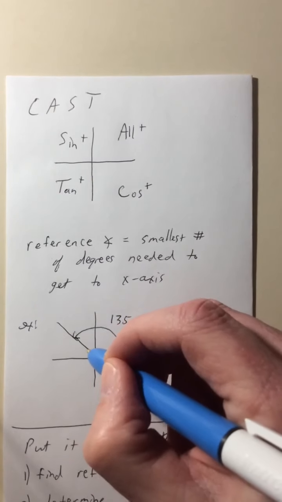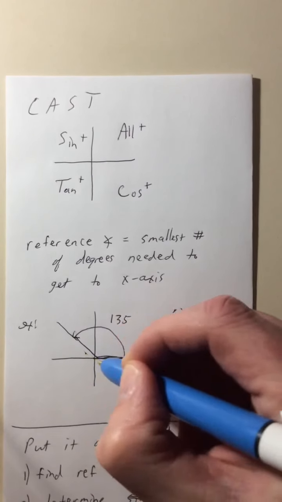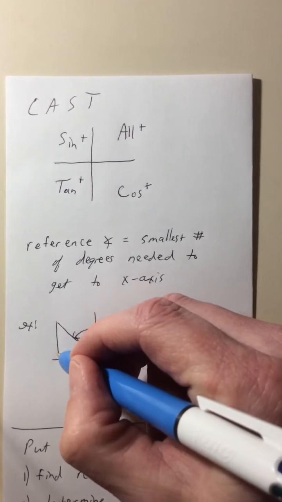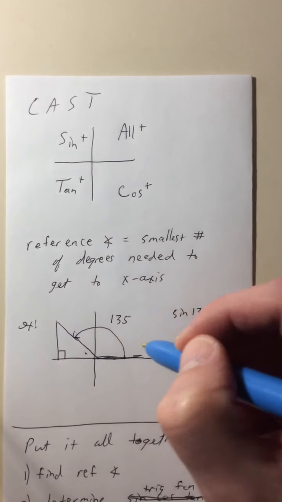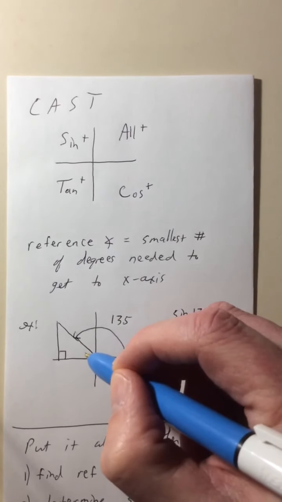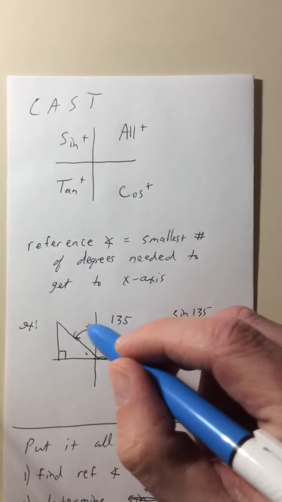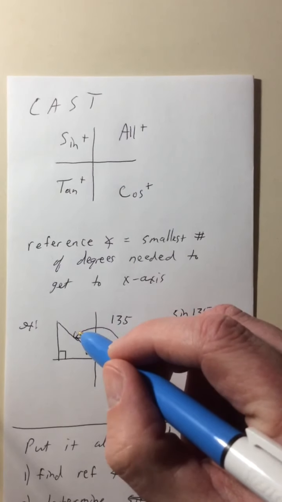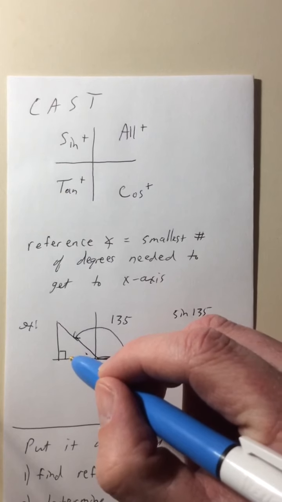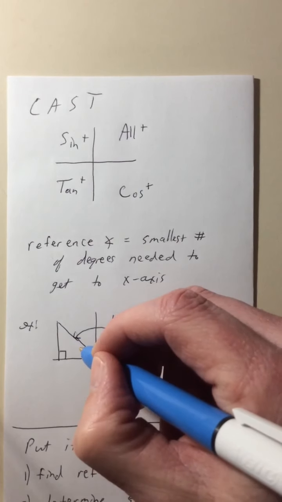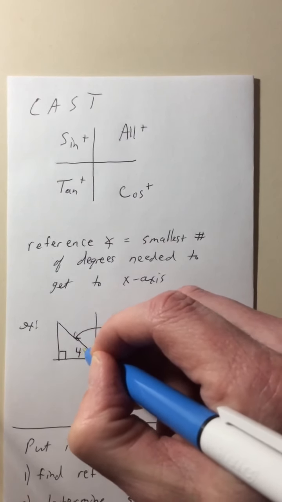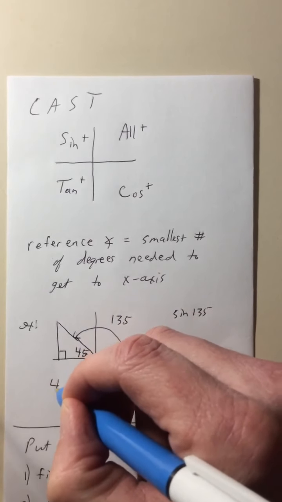But the real question is, what's this angle right in here? That's what I want to know, because that's going to help us form our reference triangle. So the angle that we're looking for right here is, well, we got 135 degrees here. How many more do we need to go in order to make it to the x-axis? That's going to be 45 degrees right in there. So our reference angle is 45.